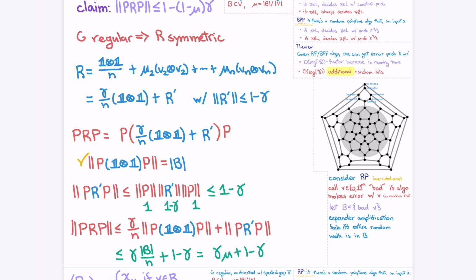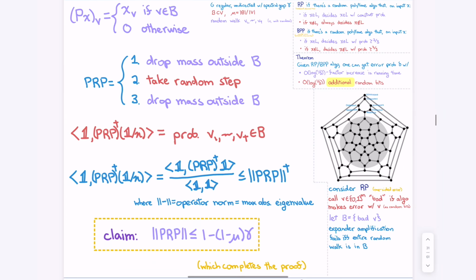Here I think it's important to point out you have this gamma over n, which multiplied against the size of B got you gamma mu, right? So instead of getting gamma, gamma plus 1 minus gamma will just get you 1 and you don't have any spectral gap. You got gamma mu. So the smaller the bad set, the more it drops. Okay. So that's the whole analysis, and then we're done.